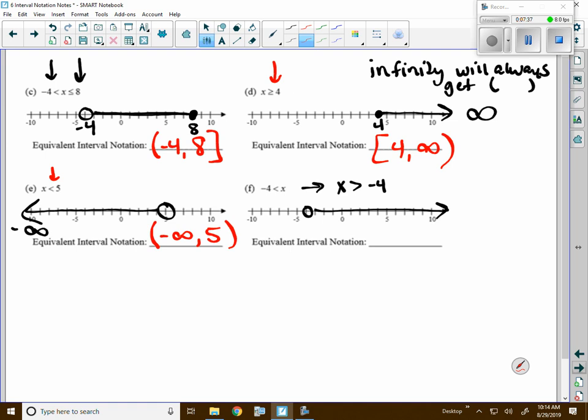Okay, so you always go least to greatest. So on the very left is negative 4. Okay, and on the right, over here, is infinity. Infinity always gets a parenthesis. Negative 4, in this case, gets a parenthesis because of just a less than symbol. No equal to on that one, so it has a parenthesis.